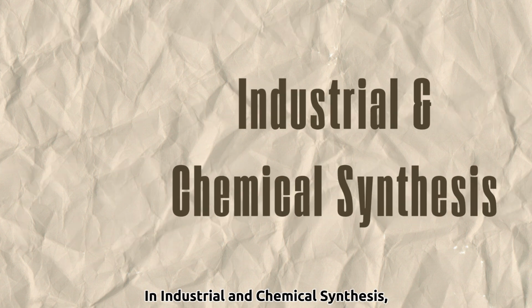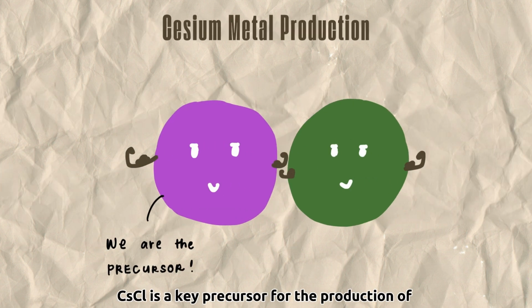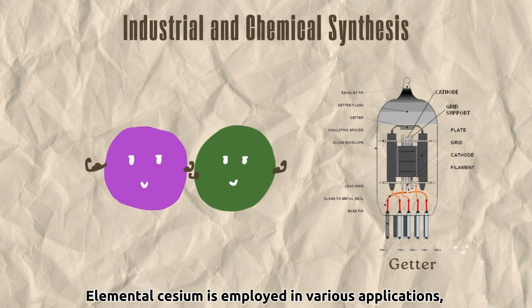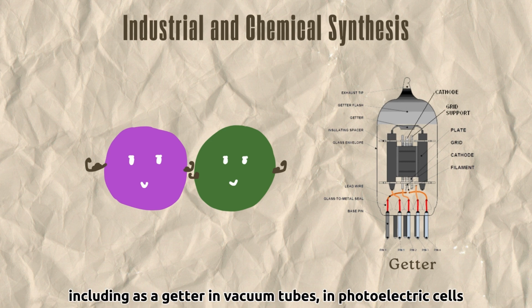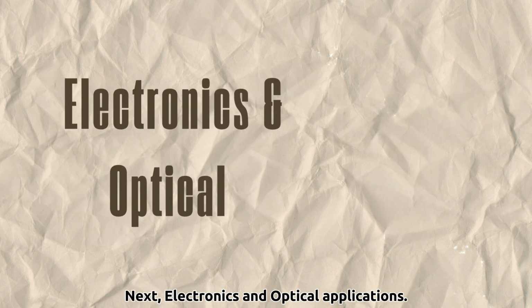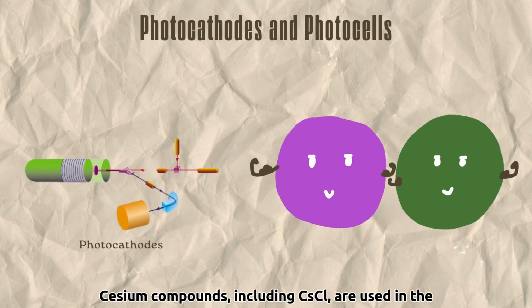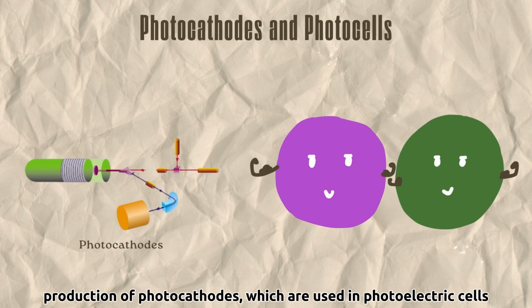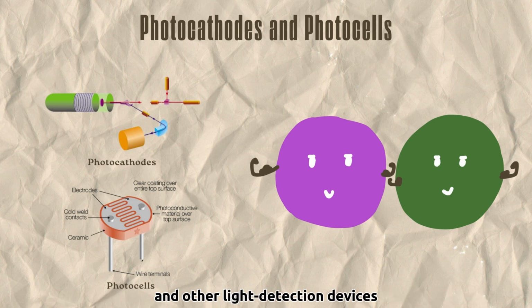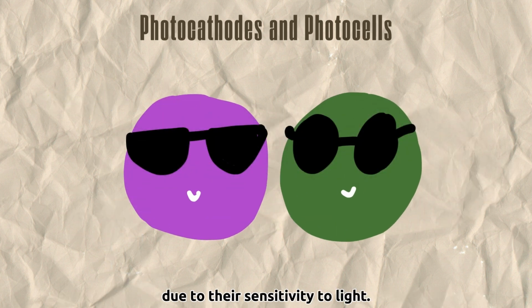In industrial and chemical synthesis, CsCl is a key precursor for the production of elemental cesium through electrolysis. Elemental cesium is employed in various applications, including as a getter in vacuum tubes, in photoelectric cells, and in specialized glass manufacturing. Next, electronic and optical applications. Cesium compounds, including CsCl, are used in the production of photocathodes, which are used in photoelectric cells and other light detection devices due to their sensitivity to light.